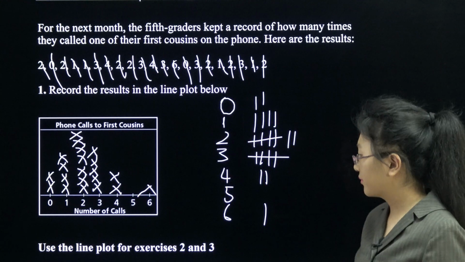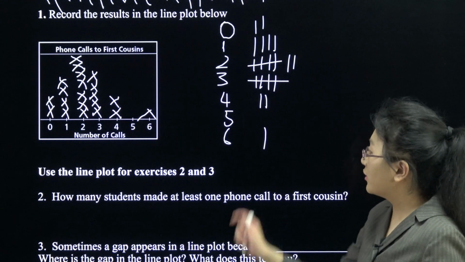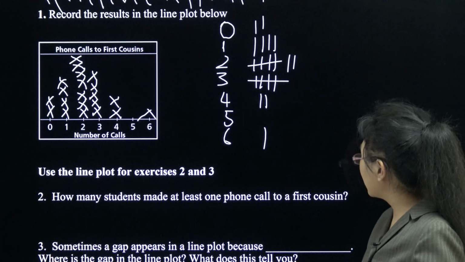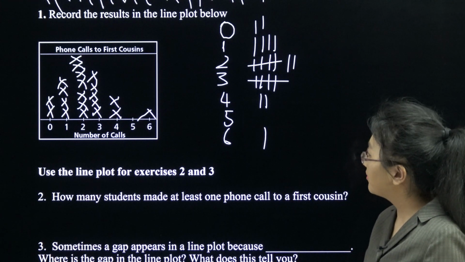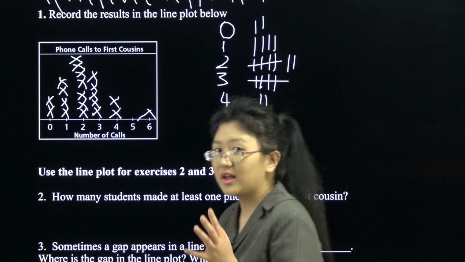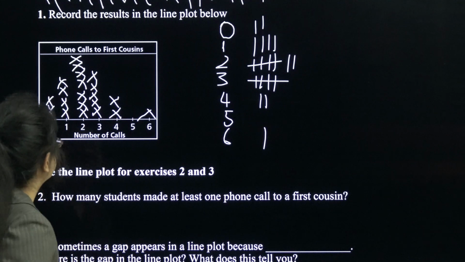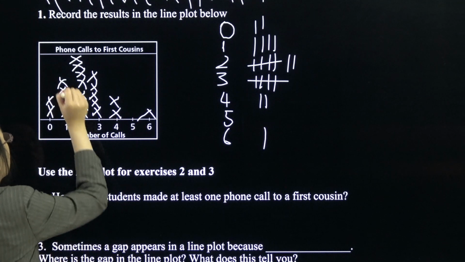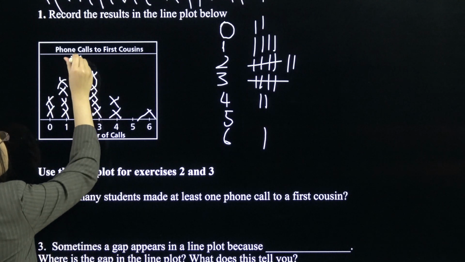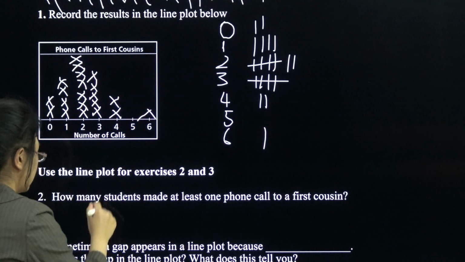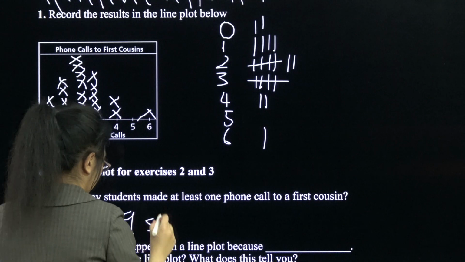That's done. So we're going to use that to answer these two questions. How many students made at least one phone call to a first cousin? So it says at least one. Therefore, we have to count everything except the 2 zeros. That's 1, 2, 3, 4, 5, 6, 7, 8, 9, 10, 11, 12, 13, 14, 15, 16, 17, 18, 19. 19 students.